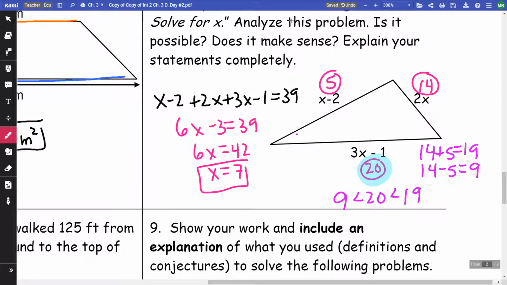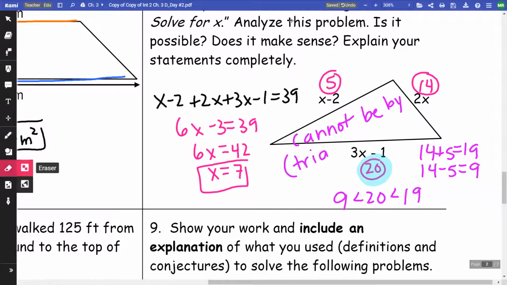So this cannot be. Why? Because of the triangle inequality. And again, the triangle inequality is where if you take two sides of a triangle and you add them, and take those same two sides of a triangle and you subtract them, that third side needs to be in between those two numbers, and it's not.